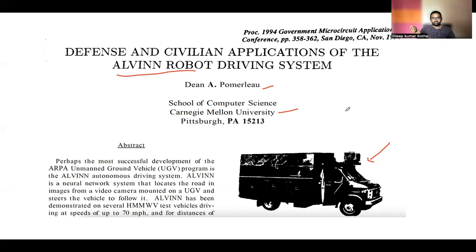And one really interesting thing you will find is this truck is driven by a neural network with only a single hidden layer. So that's how powerful neural networks are. The link for this paper, I'll put it in the description. You can check out the paper. It's a very interesting read, even though it's from 1994.